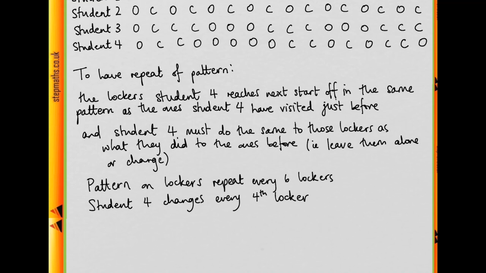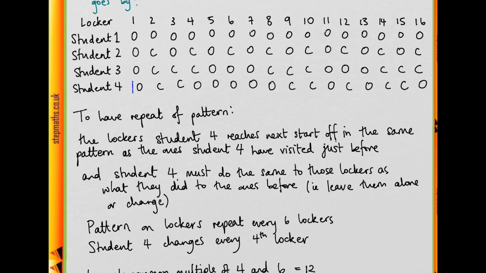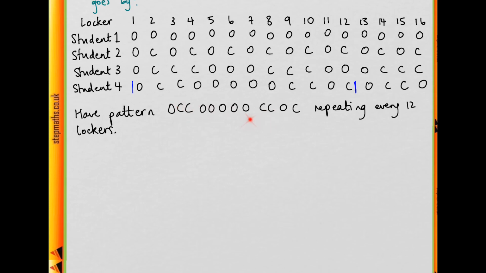And so the first time we get an overlap in the pattern of lockers starting again and in student 4's actions is going to be at the lowest common multiple of 4 and 6, which is 12. So the pattern in the lockers after student 4 has gone past is going to repeat after every 12 lockers. So we see that's going to be up to here. And we can see that this here is the same as the beginning of the pattern again. So now we see we have this pattern repeating every 12 lockers.